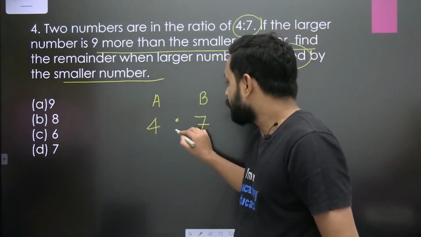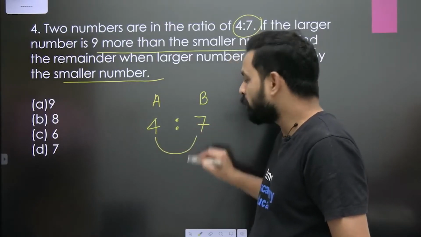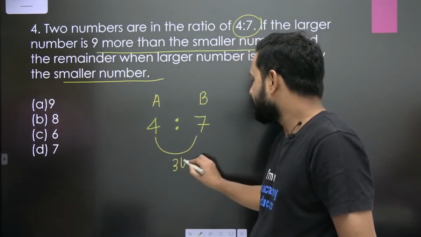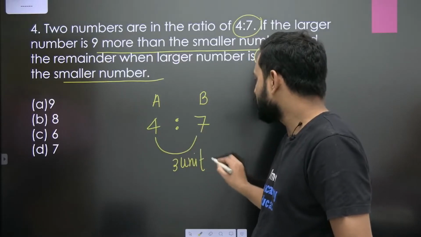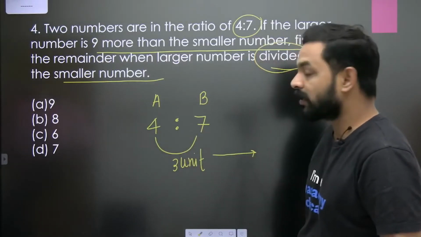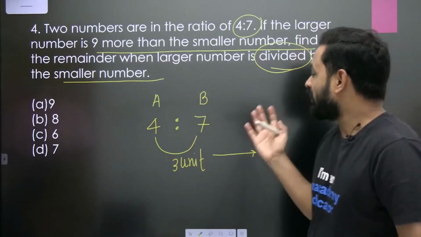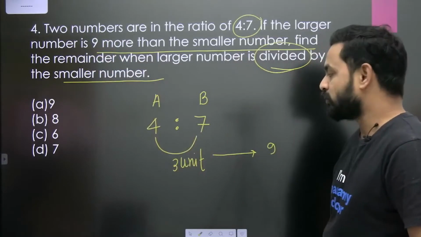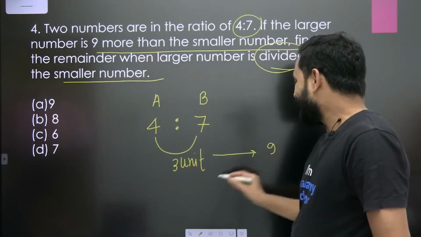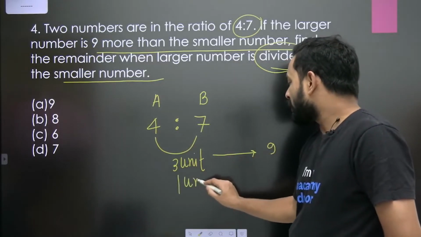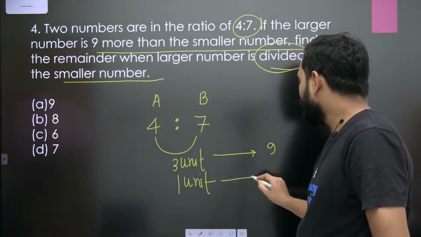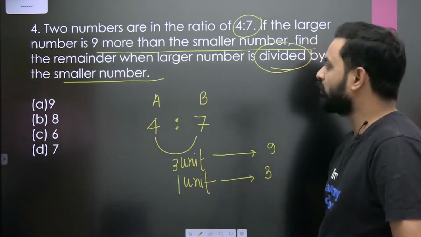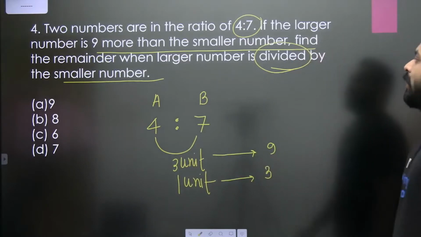So this is the ratio. The larger number is how many units more? By 3 units more. The larger number is 3 units more than the smaller number. And what's the actual value of 3 units? Which is 9. So 1 unit will be equivalent to what? 3. 1 unit will be equivalent to 3.